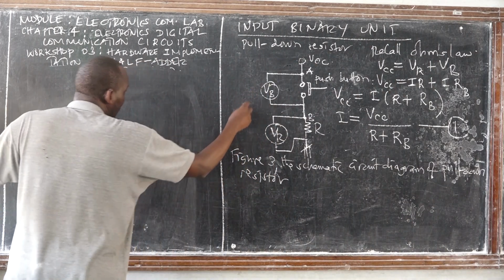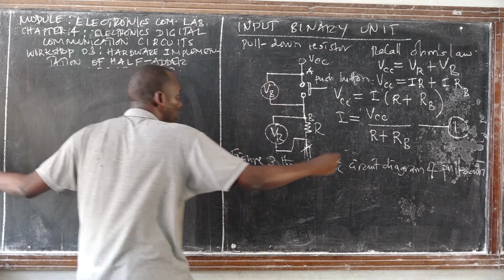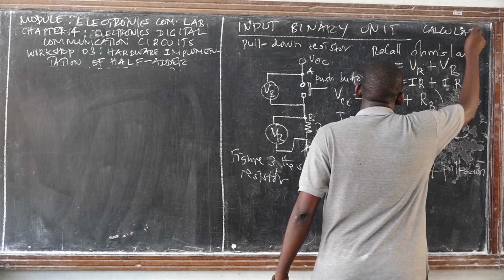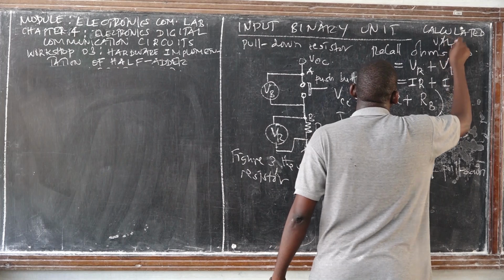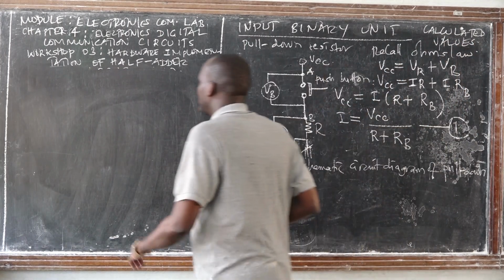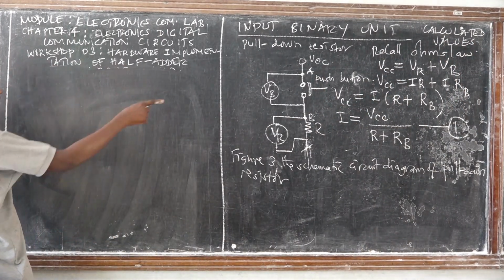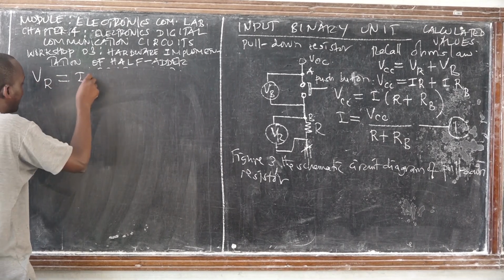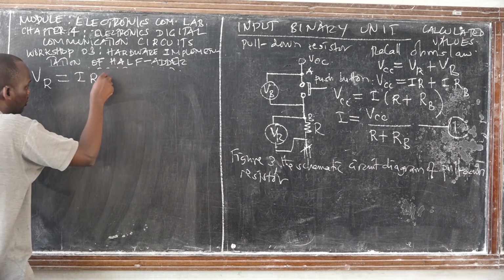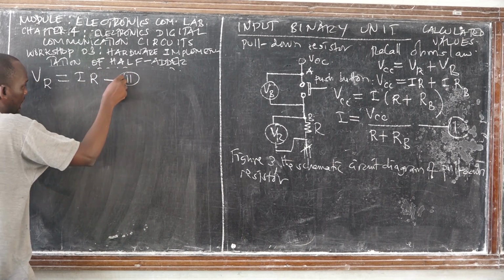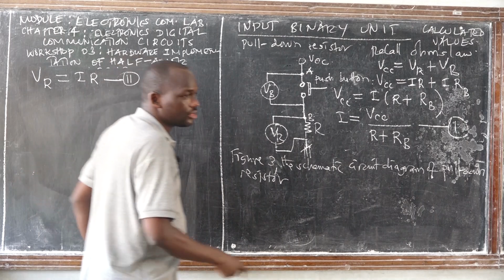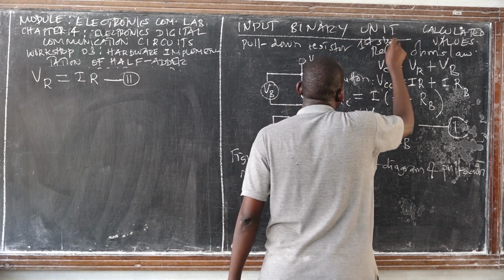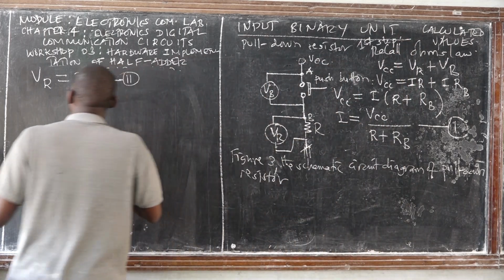Theoretically, we are trying to find the formula for the calculated or theoretical values. So theoretically, the voltage across the resistor will be equal to the current times the resistor. This will be our second equation. So this is the first step, and this is the second step.